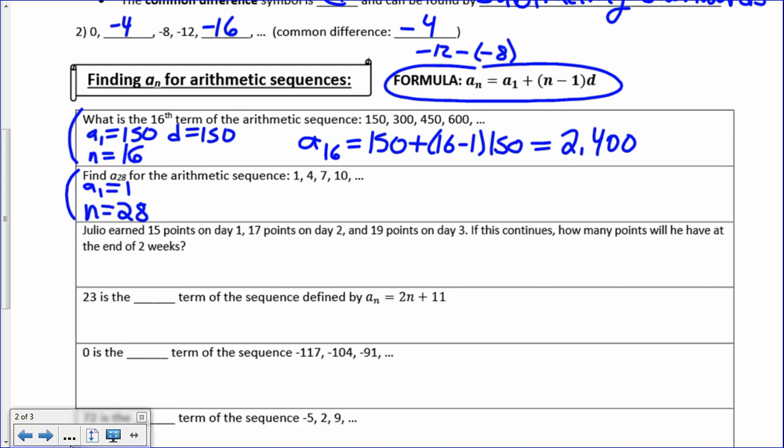What else do I know? You know these three, you're adding three. You just have to look at the sequence. Yeah, we look at the sequence. I'm adding 3 each time, right? So that's what the common difference is. So now I just plug everything into the formula.